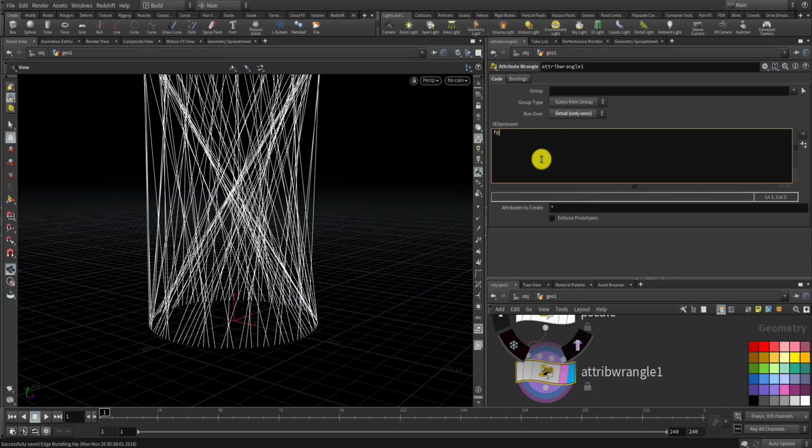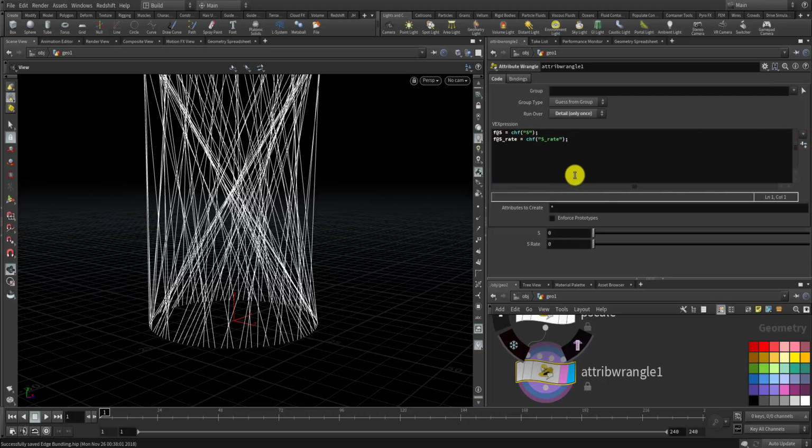and I'm gonna set S, which stands for scale, and S rate, scale rate, and make it a parameter. Now the S is a multiplication value, how strong the spring is. And the S rate is for each iteration how the strength of the spring gets weaker or stronger.